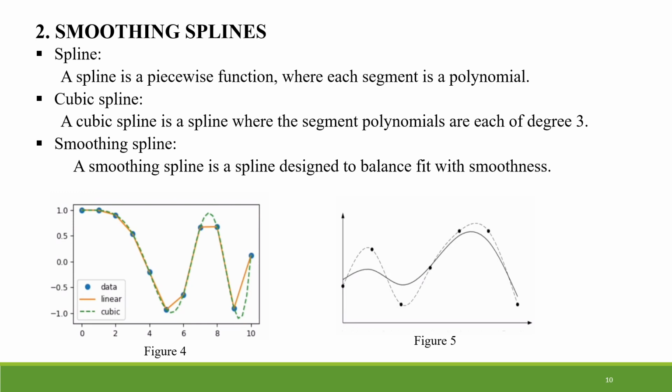A smoothing spline is a spline designed to balance fit with smoothness. And in figure 5, the dotted line represents a cubic spline and the bold line represents a cubic smoothing spline. The smoothing spline gets smaller curvature due to the restriction on derivatives.